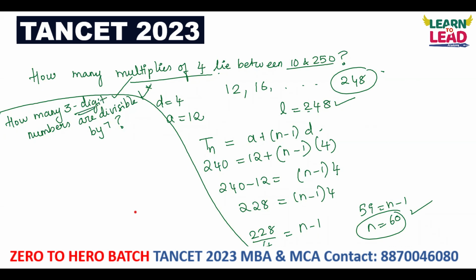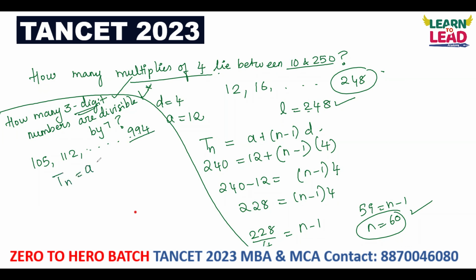They are asking about 3-digit numbers. What is the first 3-digit number which is divisible by 7? It is 105, right? And the next one is 112. The difference will always be 7. That we don't need. The last number which is divisible by 7 is what? 994. That we have to find. Okay? It is the same approach.